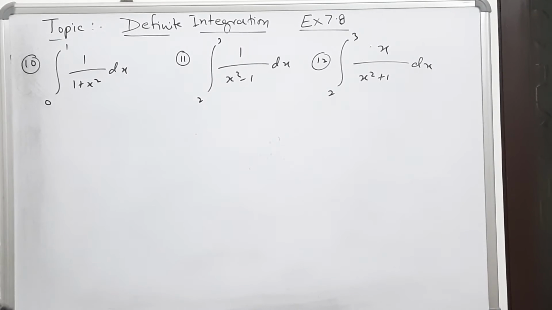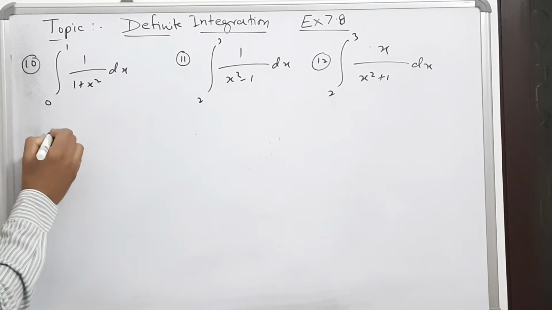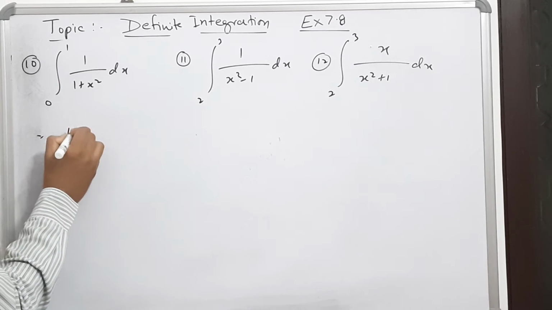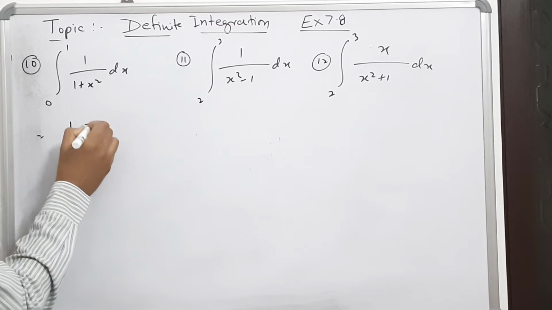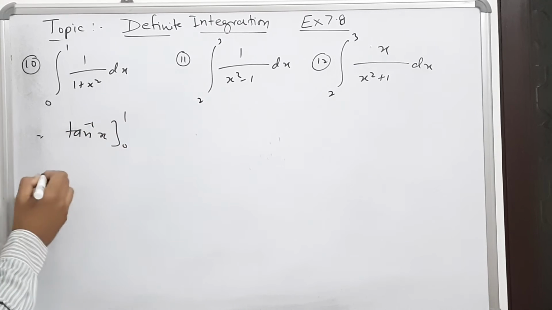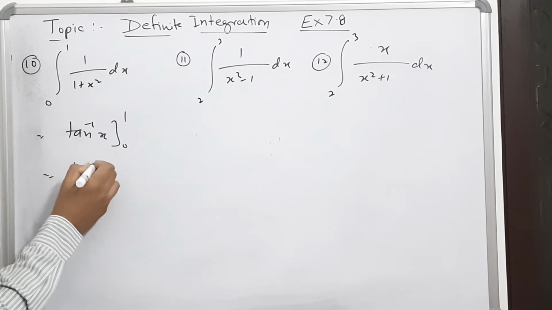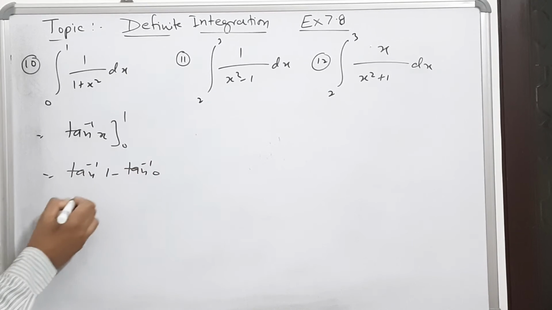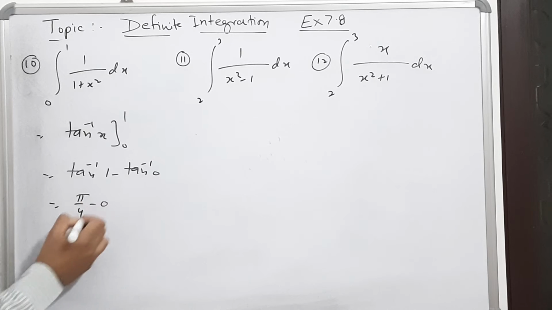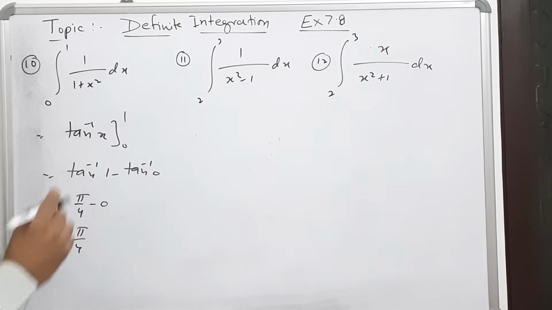Yes, all of you see here, students. The integration of 1 upon 1 plus x square is tan inverse x, and the limit is 0 to 1. So it is tan inverse 1 minus tan inverse 0. So the answer is pi by 4 minus 0. So the final answer is pi by 4.